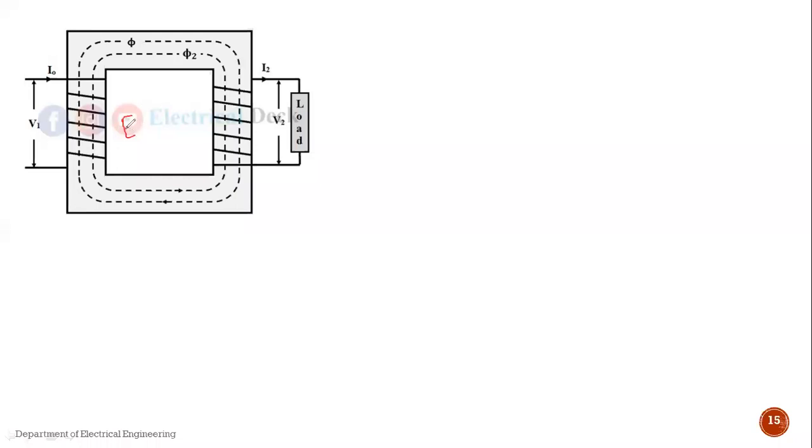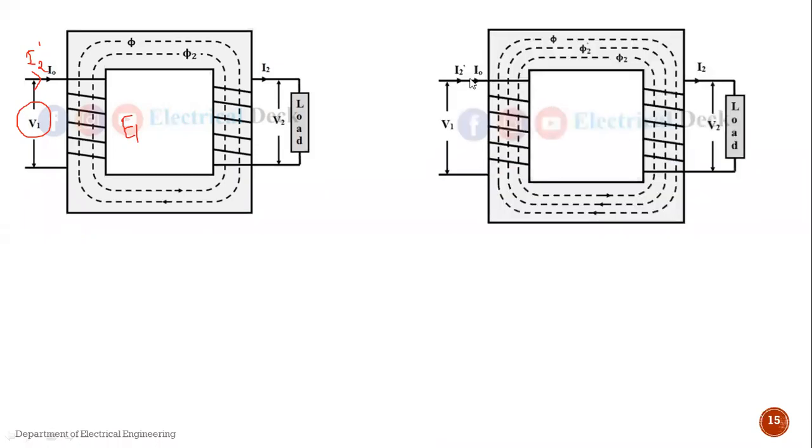If the induced EMF of the primary winding decreases but the supply remains constant, then to meet this value of V into I, as well as the power, which remains constant here, it will take an additional amount of current from the primary. This current is represented by I2 dash. तो जो काय current आहे तो आपण I2 dash ने represent करतोय.